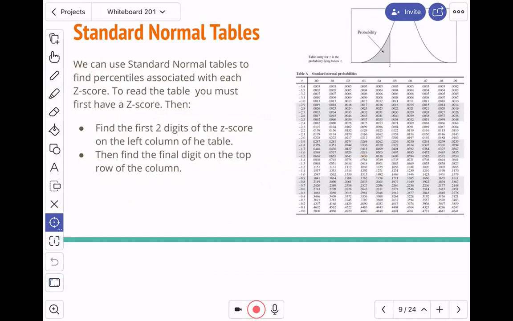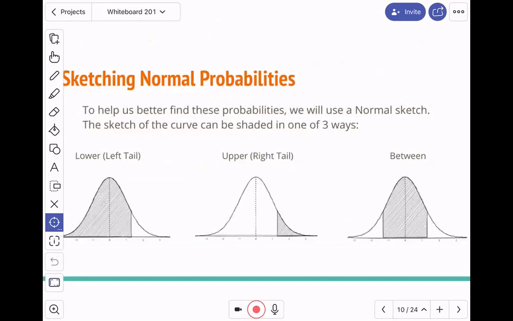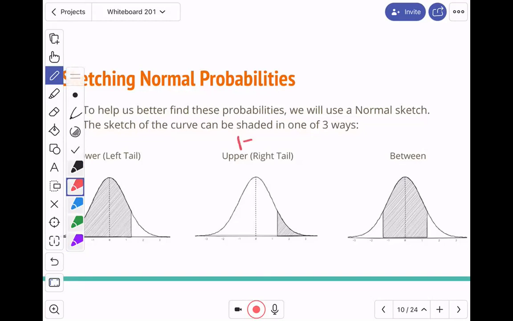Excel will only give you lower as well. That is okay though, because we know how to calculate uppers using the complement. We can always do 1 minus something to get the other side of the curve. So when we do an upper, we're always going to do 1 minus the left tail. 1 minus the left tail will give me the upper.